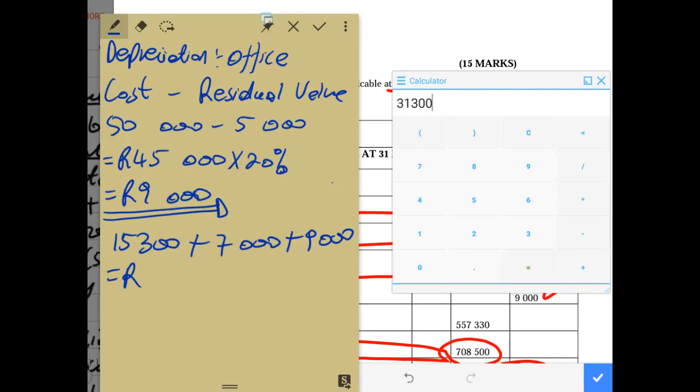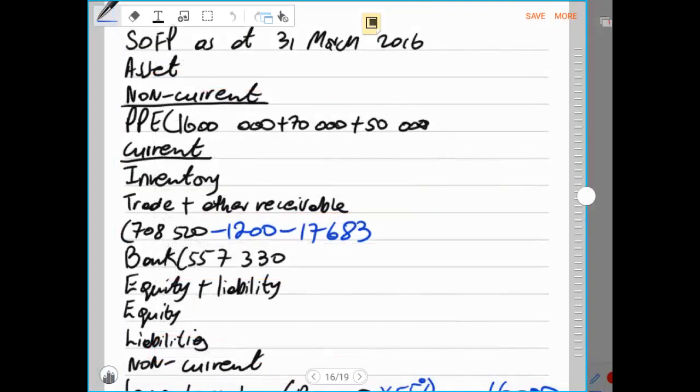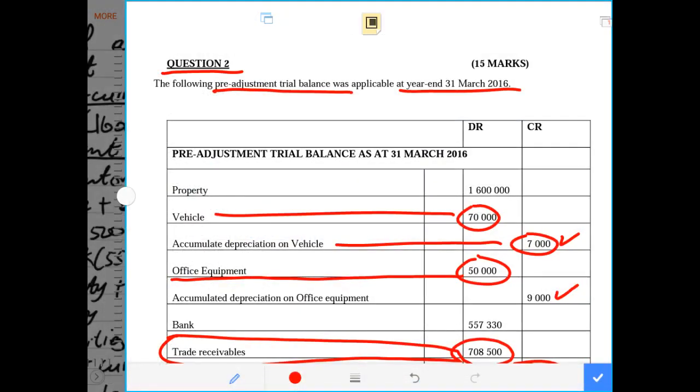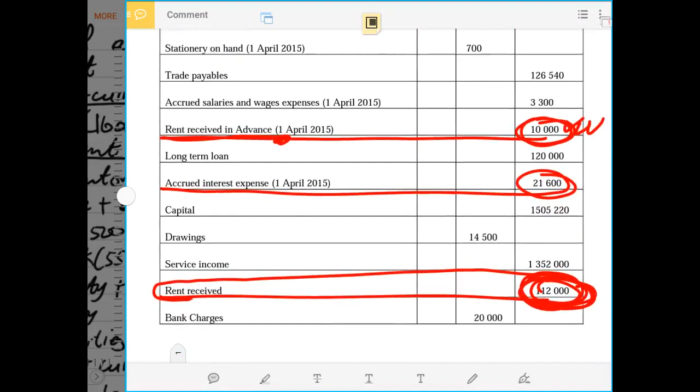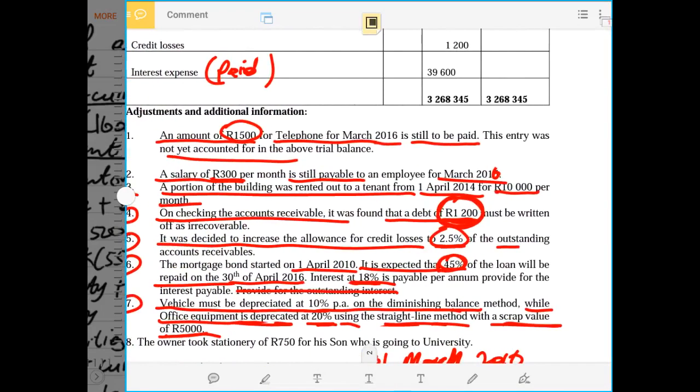This will give us a total of the depreciation as 31,300 rands. So now that will be deducted in the balance sheet as negative 31,300. This is the total accumulated depreciation for all the two assets. So now we go to the adjustment, which is the one before the last.